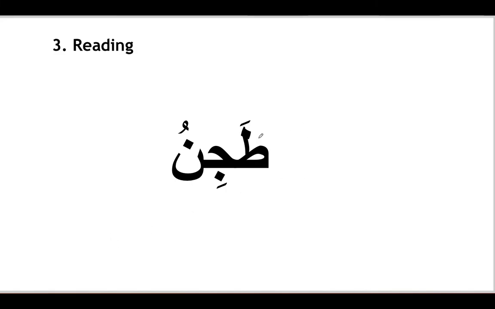We have a letter taa and the fatha. It's going to be "to." Letter jim and the kasra is "ji." And then noon and the dhamma is "nu." So all together it's "to-ji-nu." Try and see if you can repeat that. I would encourage you to pause the video and practice. To-ji-nu, to-ji-nu. So that concludes this tutorial, and I hope this was helpful.